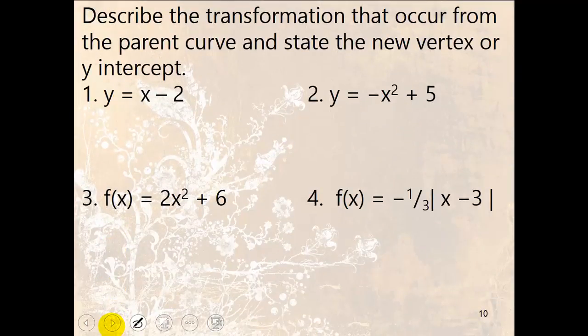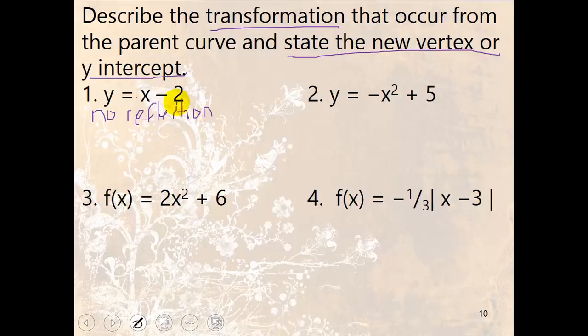Okay, now what we're going to do is string transformations together. Describe the transformation and state the new vertex or y-intercept. If you just have a line, it's going to change the y-intercept. Do I have a negative out in front? Nope, so there's no reflection.